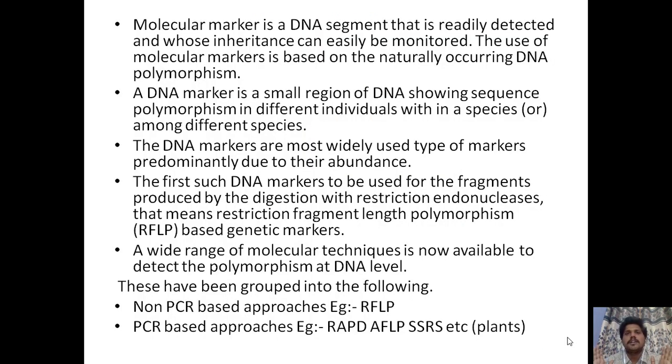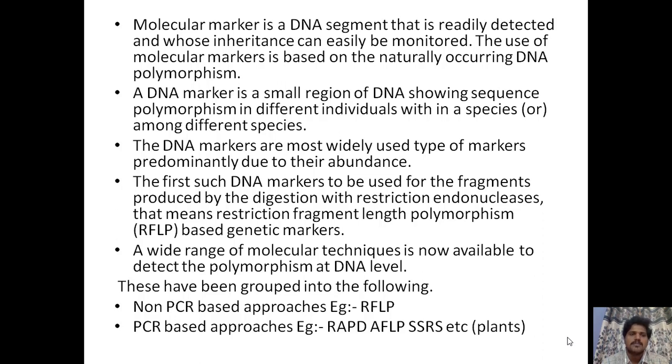Then coming to our new topic, molecular marker. It is a DNA segment that is readily detected and whose inheritance can easily be monitored. The use of molecular markers is based on naturally occurring DNA polymorphism. A DNA marker is a small region of the DNA showing sequence polymorphism in different individuals within a species or among different species. DNA markers are the most widely used type of markers, predominantly due to their abundance.